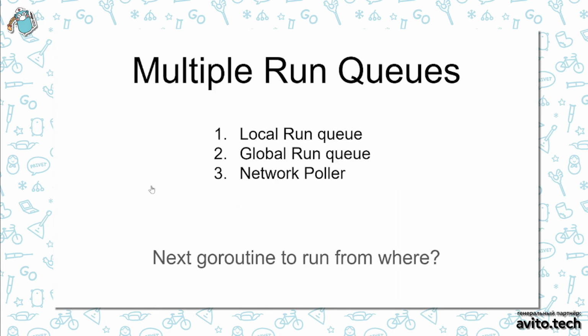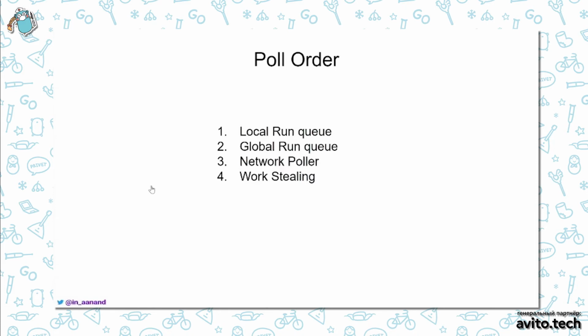But now we have multiple run queues: local run queues, the global run queue, and the network poller. From where should we run our next goroutine? In Go, the poll order has been defined as follows. First, we check the local run queue. If it's empty, check the global run queue. If not, check the network poller. And at last, do work stealing.